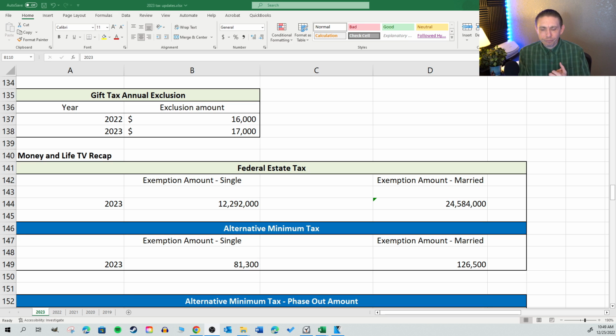but anyways, with gifts, just know that if you give somebody money, as long as you don't give them over that exempt or exclusion amount of like $17,000 in this example, then you do not have to file a gift tax return. Anything in excess of that, you do have to file a gift tax return with the IRS.